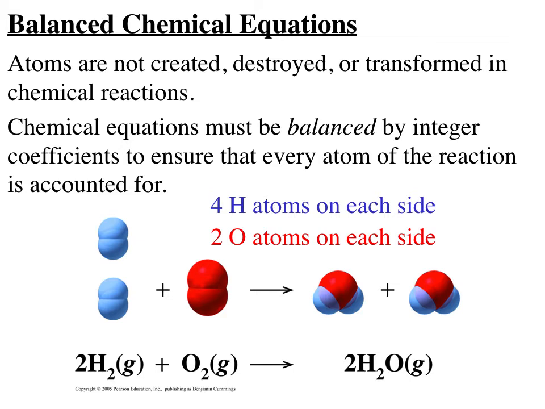They are simply rearranged. So in order to ensure that atoms are not disappearing, we often have to put coefficients into the reaction to balance the reaction so that we have equal numbers of atoms on both sides. For an example, let's consider forming water from elements in their standard state. So water, of course, is H2O.